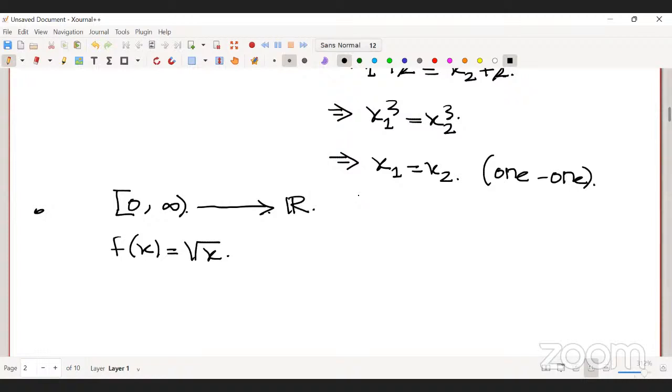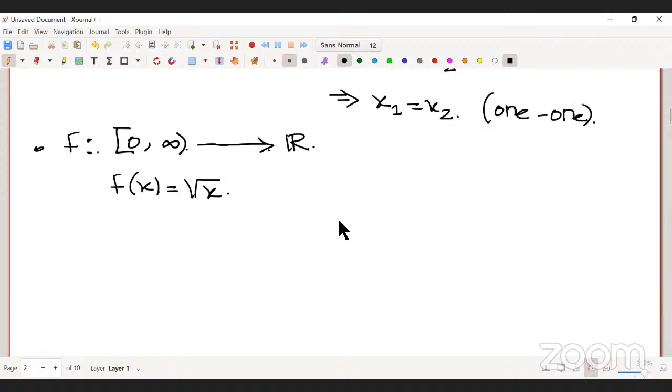Okay, so this is my function, my square root function, and I want to know whether this function is 1-1 or not. So what is the answer? It's 1-1. Yes, this is 1-1, and why? We can prove it in the same way we did for the cube. Yes, as above, correct.